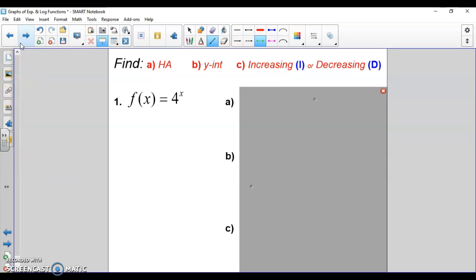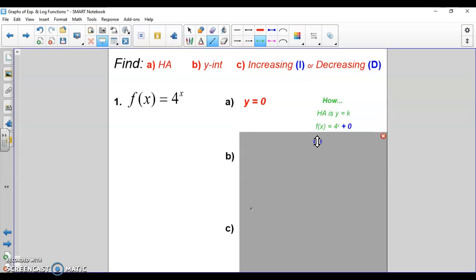Moving on, looking at some examples. I'll probably talk through a couple, but I have reasons on each of them. So we have a basic one here. F of x equals 4 to the x. First thing I want you to find is the horizontal asymptote. Horizontal asymptote is just y equals 0.